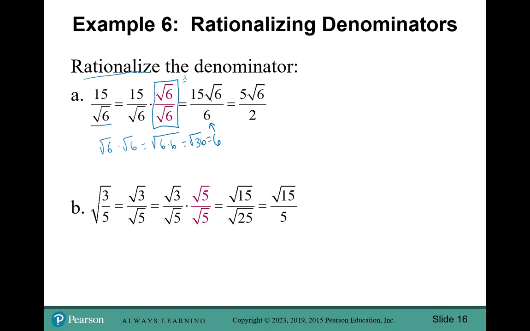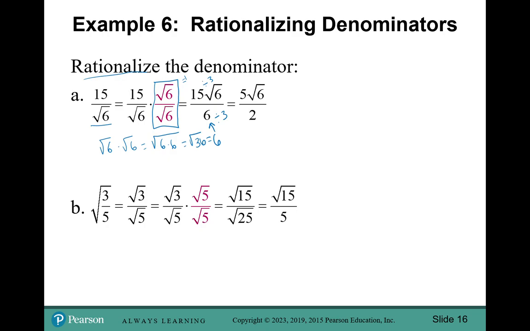If we can reduce, we do. So here 15 over 6 reduces to 5 over 2 because 3 goes into both of those terms. So I take 3 out of both of those terms and reduce this to 5 square root 6 over 2.